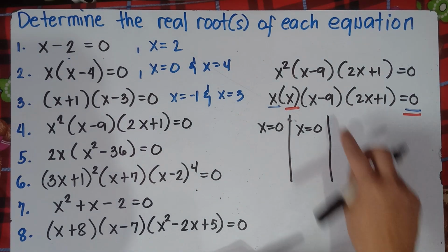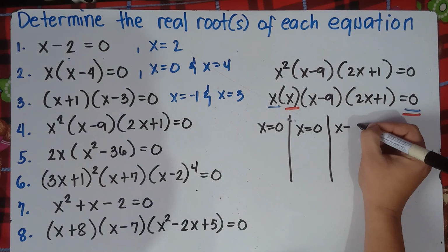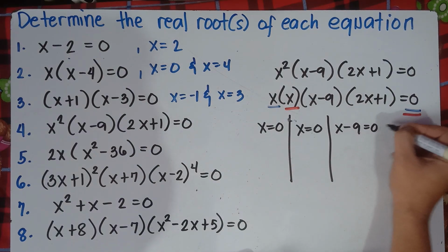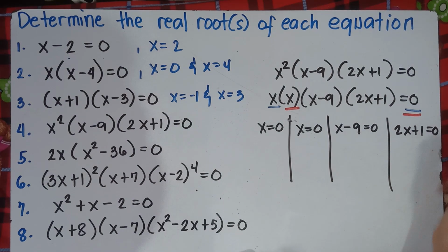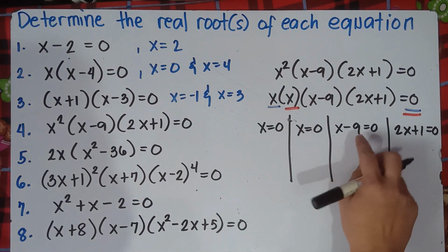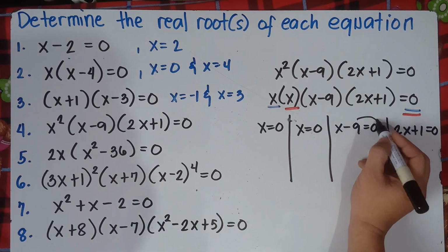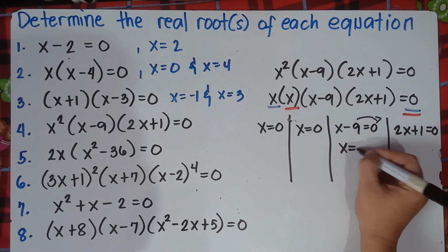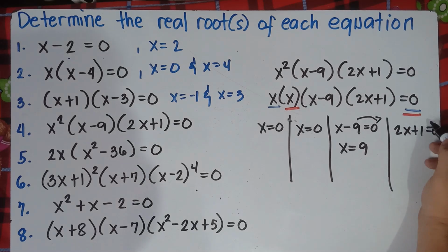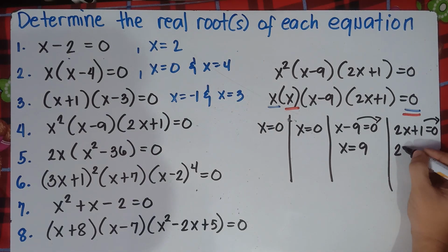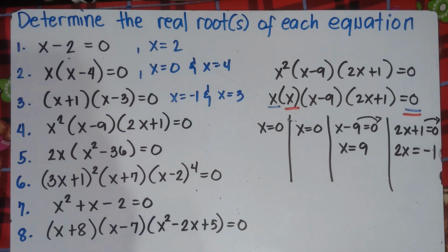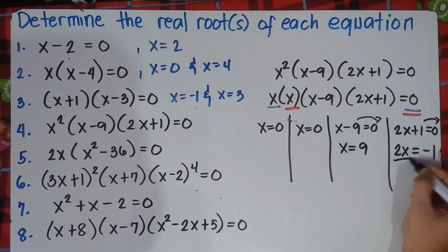Next will be x minus 9 equals 0, and the other one, 2x plus 1 equals 0. To simplify, transfer negative 9 from left to right, so this will be positive 9. For the other one, transfer 1 from left to right, so it will be negative: 2x equals negative 1. To get the value of x, divide both sides by 2, so x equals negative 1/2.